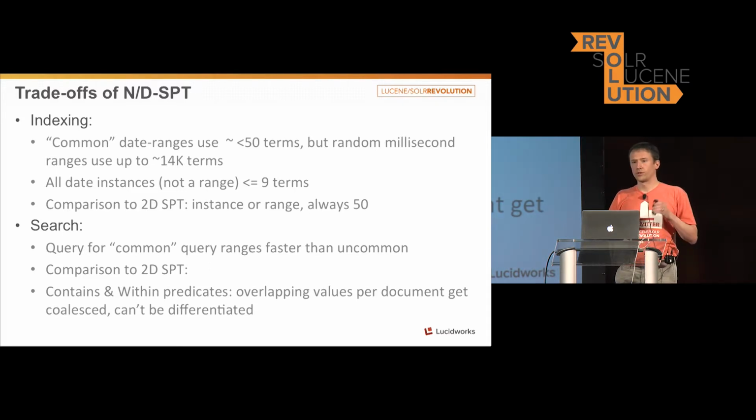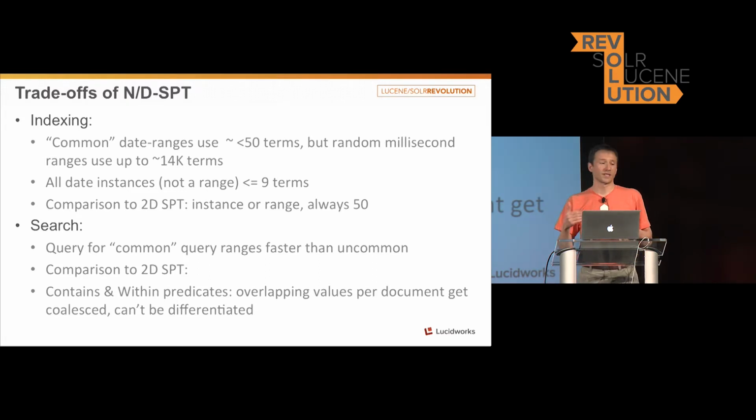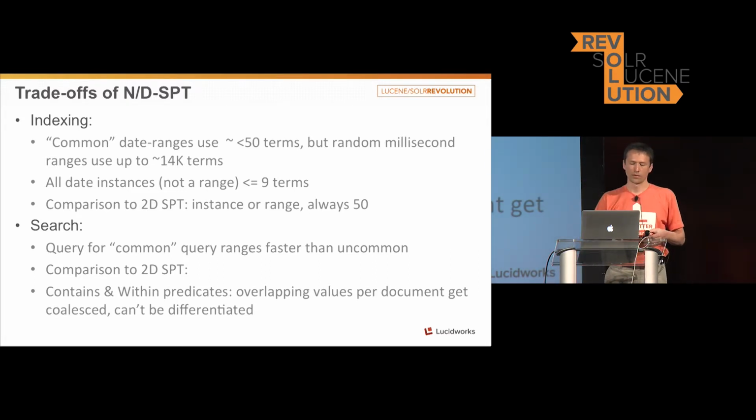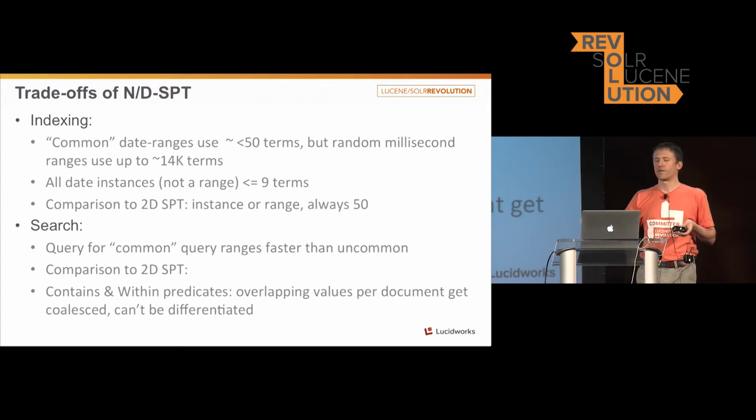But if you're choosing random milliseconds, totally randomly, the absolute worst case is about 14,000, which is a lot. But that's not what this is for. And if you're indexing one time instant, you're always getting 9 terms, or less if you need it to second precision or month precision, et cetera. And just as for indexing, when I say how many terms it takes for these kinds of typical ranges, the query side reflects the same nature.